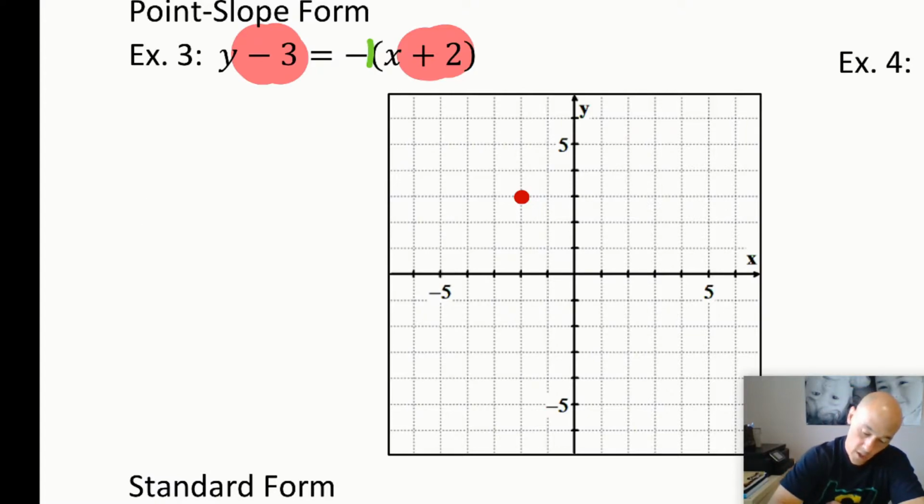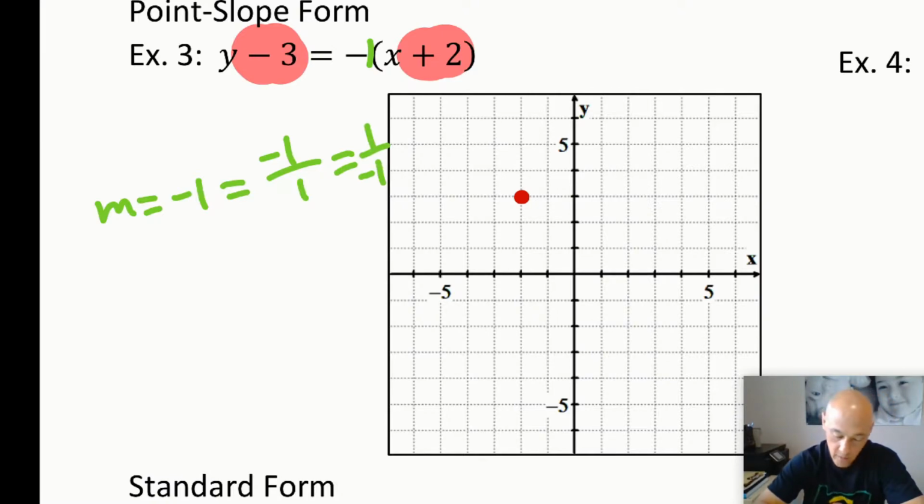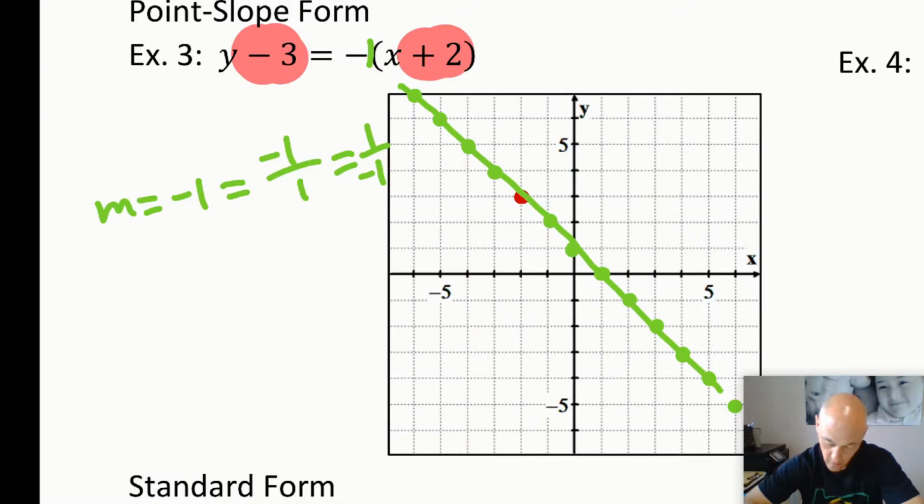So my slope of negative 1 tells me to go down 1 and to the right 1, or up 1 and to the left 1. Either one of those makes sense here. Down 1 and to the right 1, up 1 to the left 1. Connect those. So point slope form: start with the point and use the slope to find the rest of them.